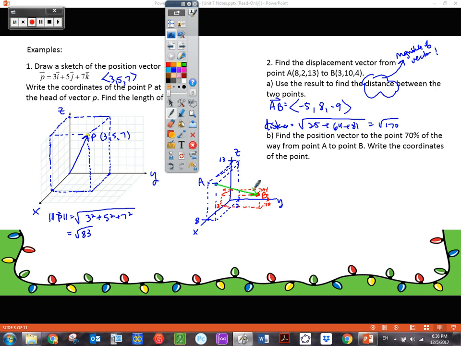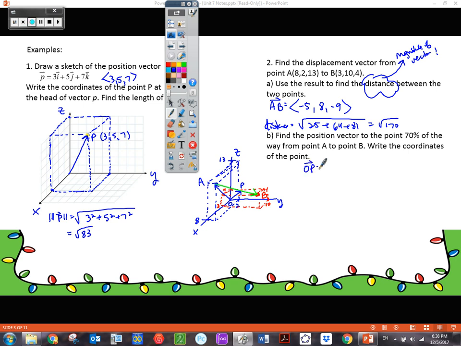Okay, so we want to go 70% of the way from A to B. So like we did in 2 dimensions, we're going to draw a vector from the origin to what we think is about 70%, right there. That would be O, and we're going to call that P. And then we're going to draw another vector to point A. So basically we have OP, so this is the vector we're interested in.